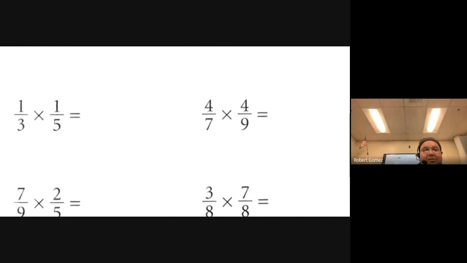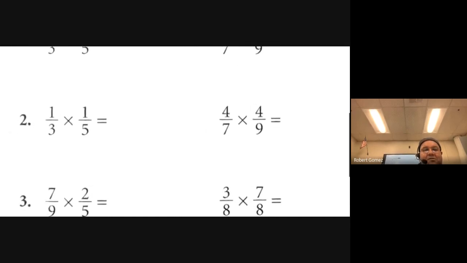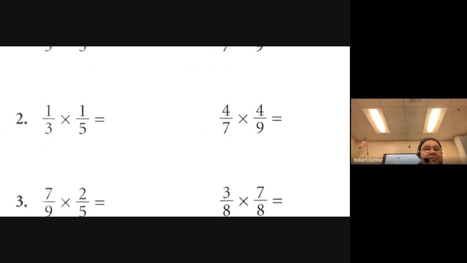So we're looking at row 2. Okay, let's do those first two. This one right here, the 1/3 times 1/5, and 4/7 times 4/9. So let's work those out. And like I said, do expect to reduce. This should probably take about 3 minutes. Let's try that. So row 2, row 2.